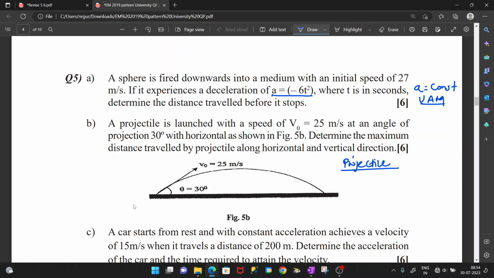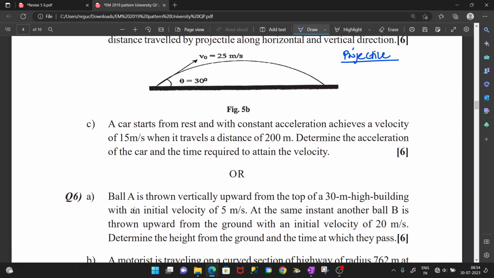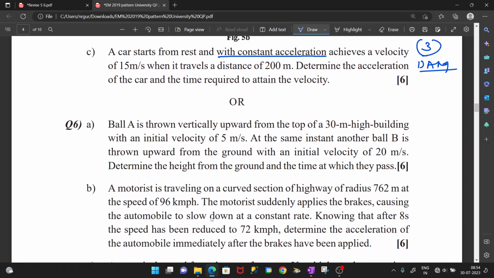Getting it? Now here, a car starts from rest and we determine the acceleration of the car. What is given in the problem is constant acceleration. So again, it is uniform acceleration motion for rectilinear motion. This is how you can deal with the formulas. It means we have to deal with those three equations of motion. Getting it? Now here also, a body is thrown vertically upward to a 30-meter height, determine the time. So this is motion under gravity.